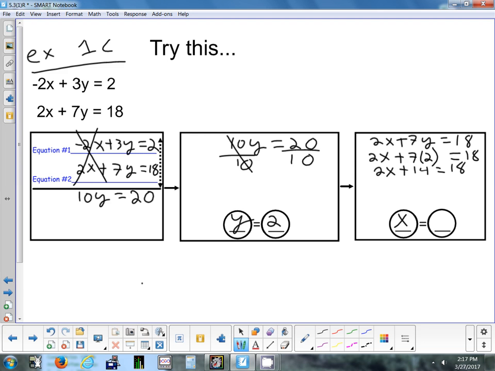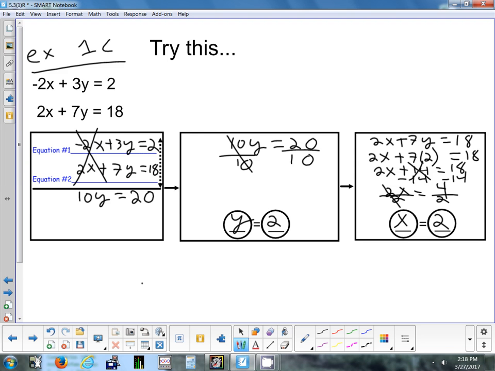Yep. Good. I'm going to subtract 14. That's gone. And then I get 2x equals, what's 18 minus 14? 4. And now I'm down to my last step. Yep, divide by 2. And divide by 2. What's 4 divided by 2? 2. And there's my answers. Y equals 2, x is 2. In this case, they came out the same.